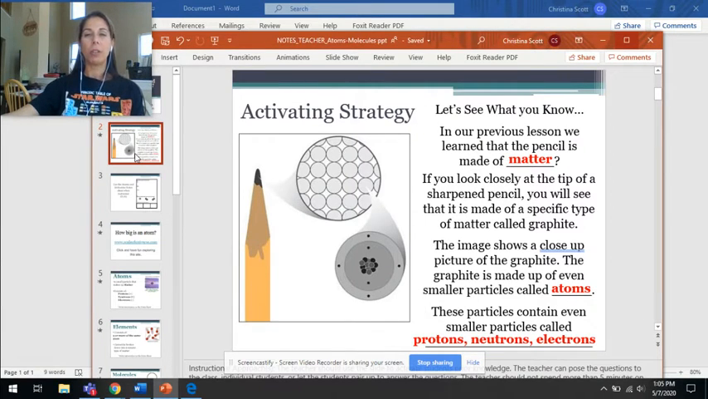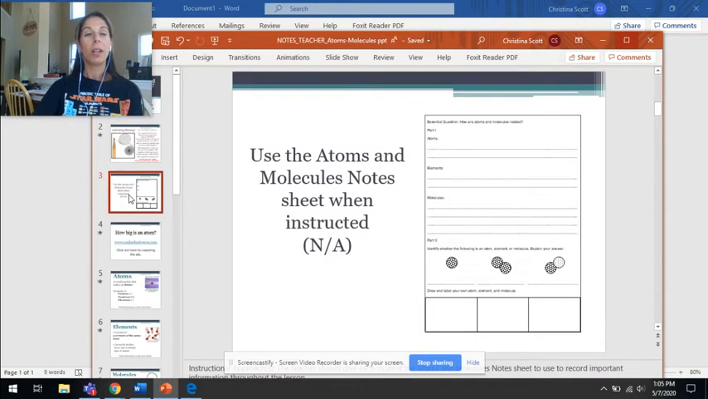In our previous lesson, we learned that the pencil is made up of matter. If you look closely at the tip of this pencil, you will see that it is made of the mineral we are already familiar with, graphite. Graphite is composed of carbon atoms. If you look really closely at this picture of graphite, it's made up of atoms. You can't see them though, so they're really small, and atoms contain protons, neutrons, and electrons. There's the activity sheet we'd be filling out.